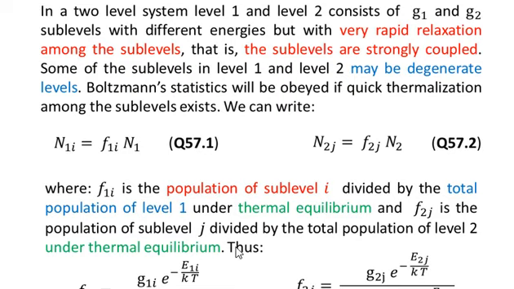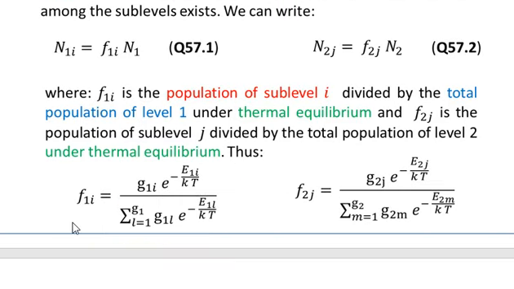thermal equilibrium. Thus we can write that F1I is equal to G1I into e to the power minus E1I over kT in the numerator. This is the population of the sublevel I. So in the numerator we have G1I into e to the power minus E1I over kT, and divided by, in the denominator, the total population of level 1.